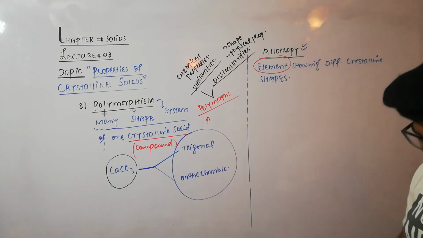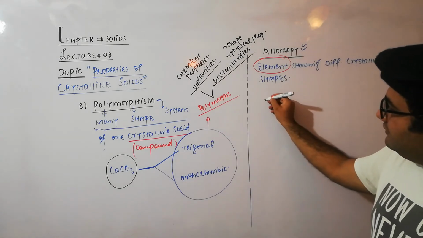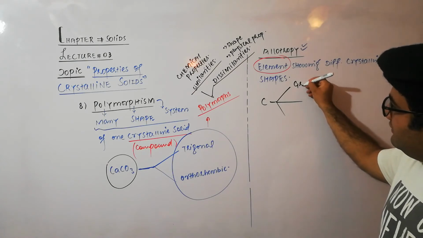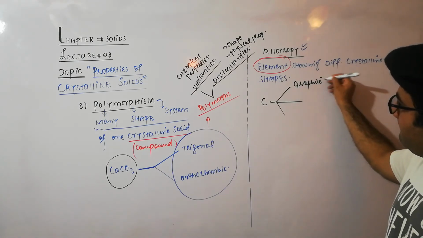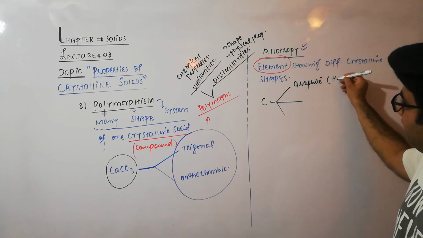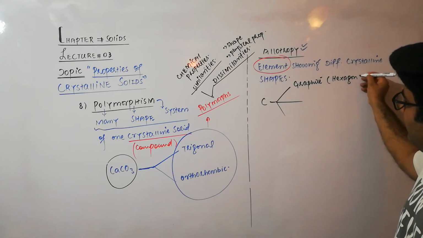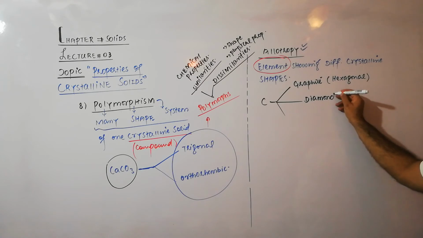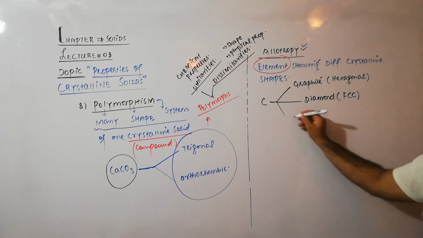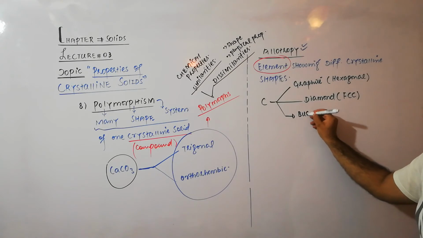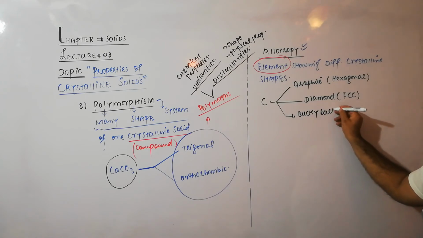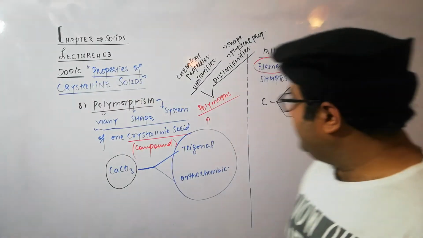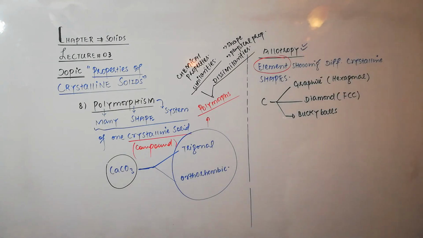Now let us discuss the examples of allotropy. You know that carbon exists in three crystalline forms: graphite, with a hexagonal, layered structure; diamond, with a face-centered cubic structure; and similarly, buckyballs that are football shaped and consist of pentagonal and hexagonal rings. Now these are three allotropes of carbon.